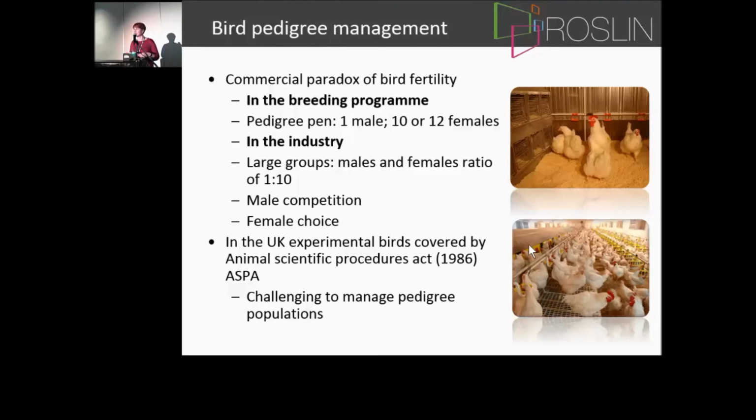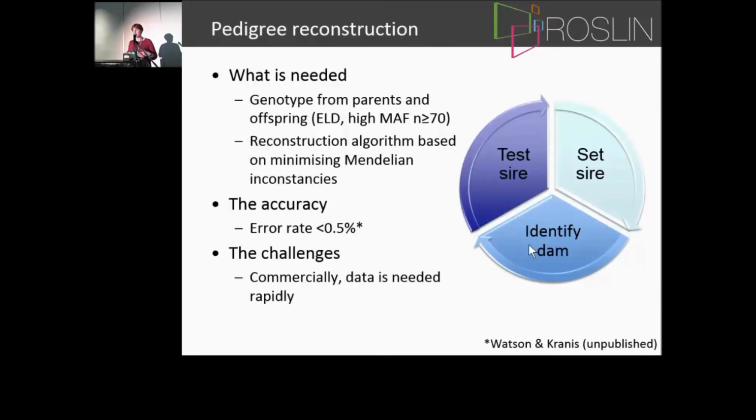It's also a challenge to try and cost any breeding program for us in experimental facilities. So that's where pedigree reconstruction becomes a really useful tool for us. What we need is genotype information on the parent-offspring trio. We use evenly spaced low-density SNP panels, a high minor allele frequency, low LD between markers, and we can reconstruct pedigree with as little as 70 markers.